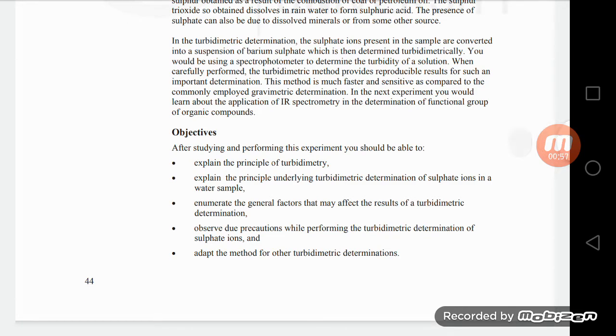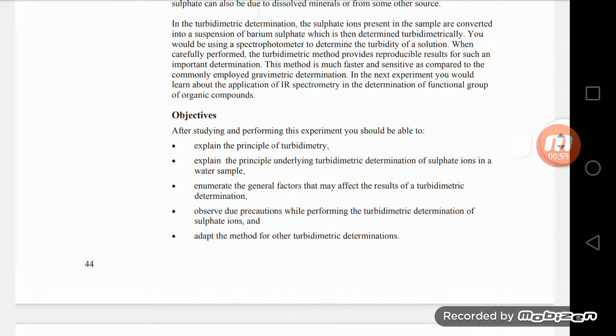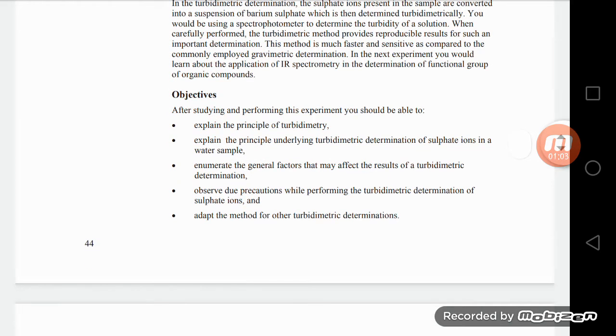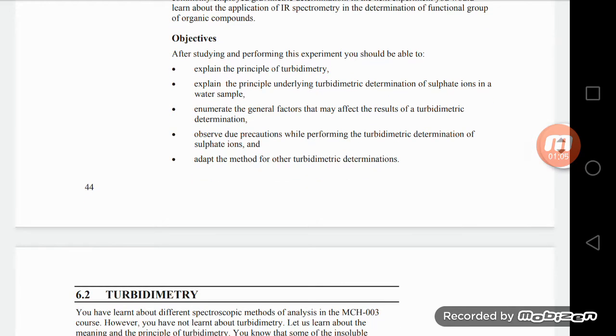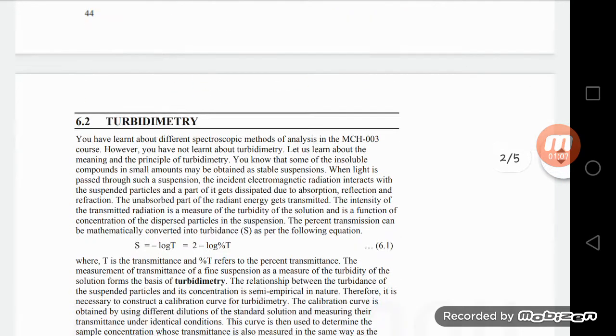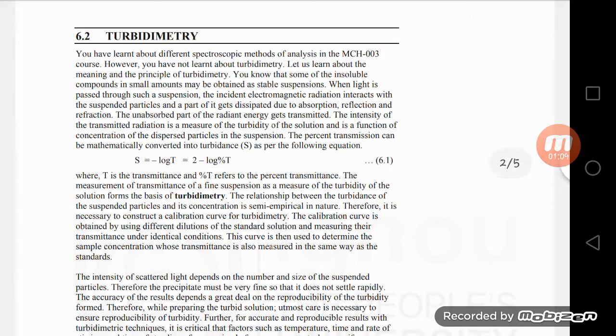In the next experiment, you will learn about the application of infrared spectroscopy in the determination of functional groups of organic compounds. So let's see the turbidimetry.